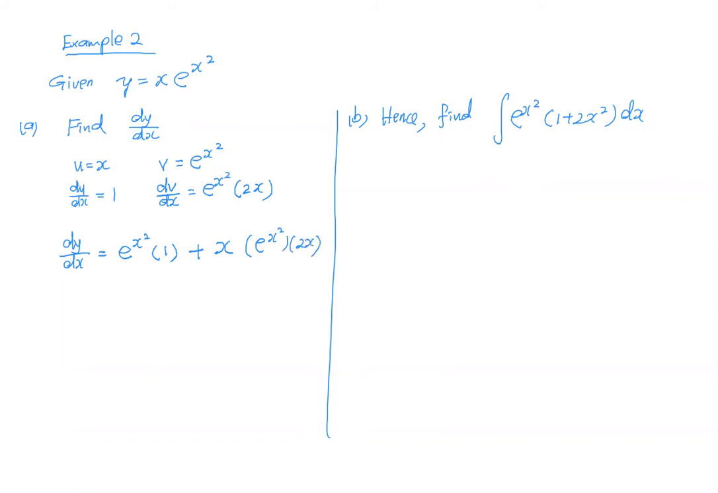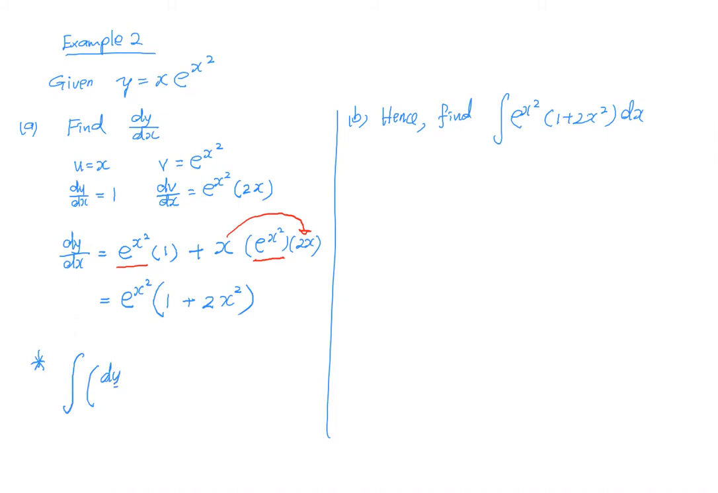Okay, so the common factor is e to the power of x squared. Factorize it out: 1 plus, this multiplied with this, you will get 2x squared, right? So now I remember this concept. This is a concept that everyone has to remember.